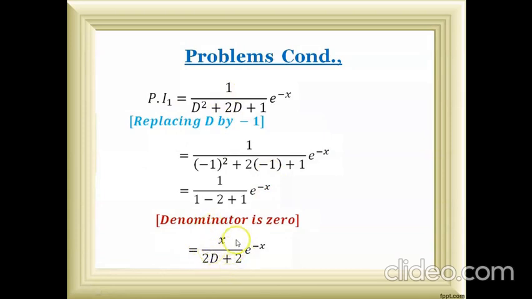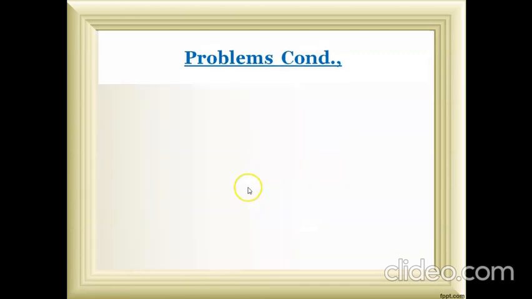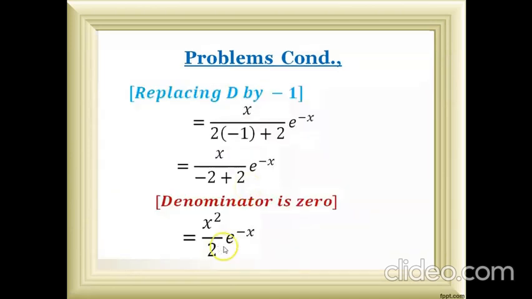So in this particular step, I just multiply x in the numerator and differentiate the denominator with respect to D once. So 2D becomes 2, and I will get the value here. Here there is no D in the numerator as well as the denominator. I will get only the variable and constants. So this is the final case.